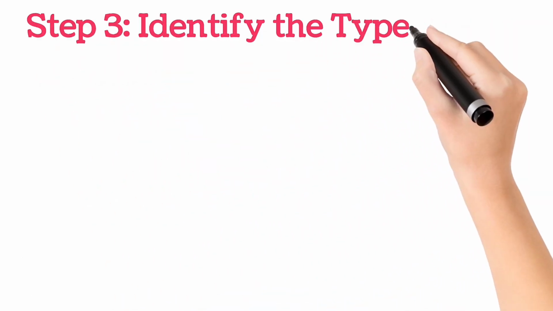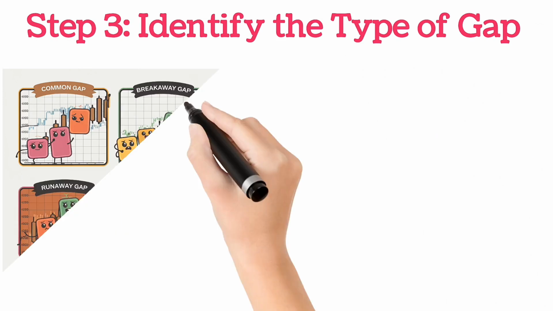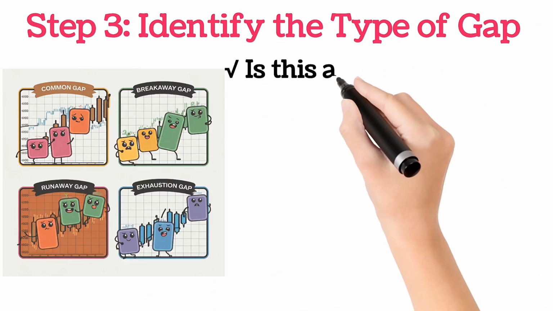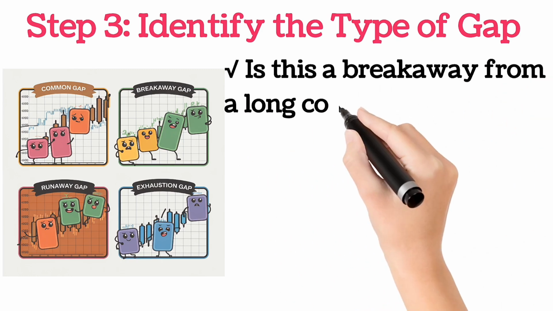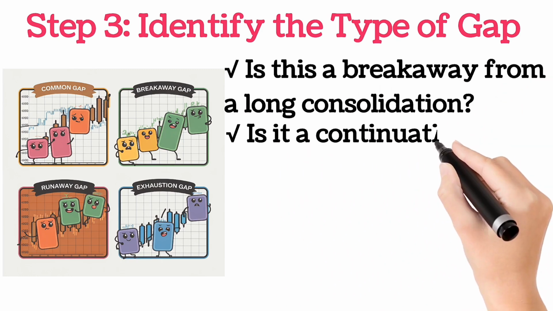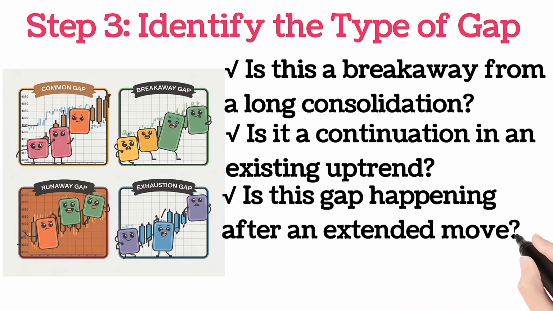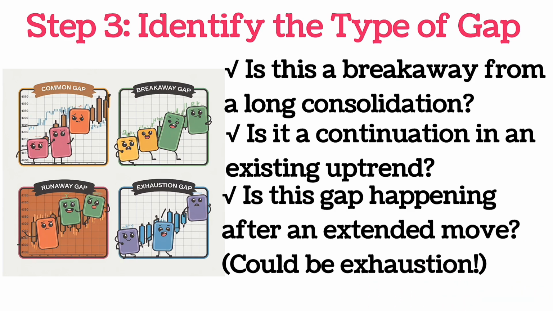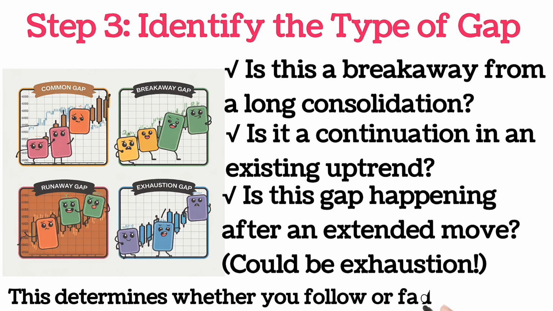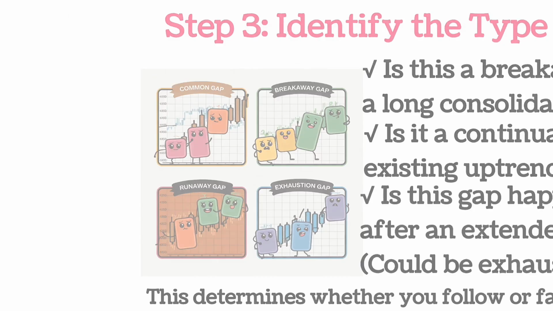Step 3. Identify the type of gap. Ask yourself, is this a breakaway from a long consolidation? Is it a continuation in an existing uptrend? Is this gap happening after an extended move? Could be exhaustion. Label the gap before you trade. This determines whether you follow or fade the move.